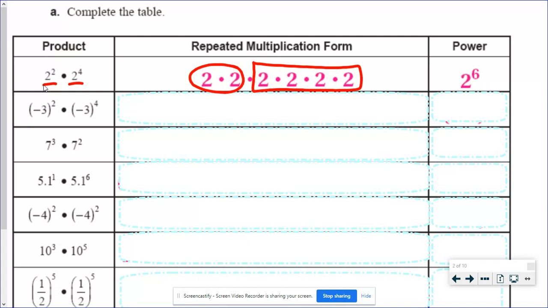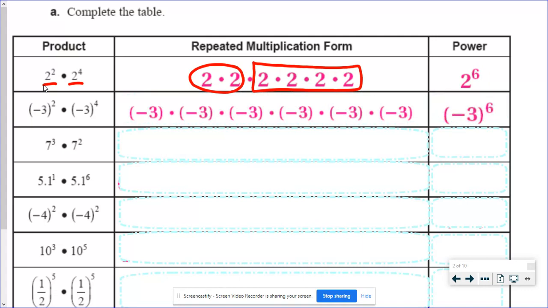In the next one, -3 squared and -3 to the 4th. So I'd have 2 of those -3's and then 4 of those -3's. And how many do I have all together? Well, I also have 6 of those. 7 to the 3rd and 7 to the 2nd. So I'd have 3 of those 7's and then 2 more of those 7's would give me 7 to the 5th power. I hope that you're starting to see a pattern here.